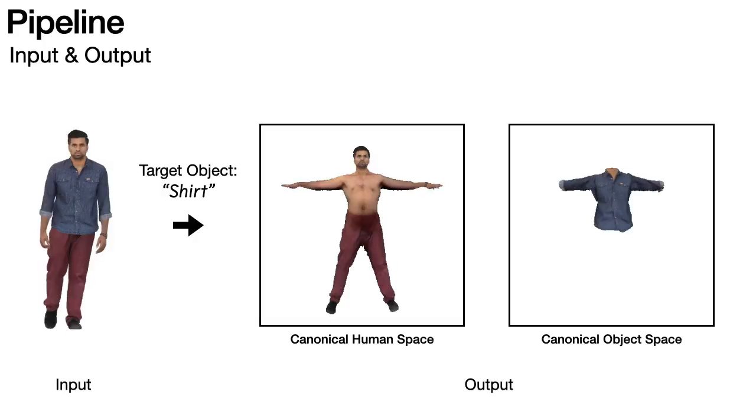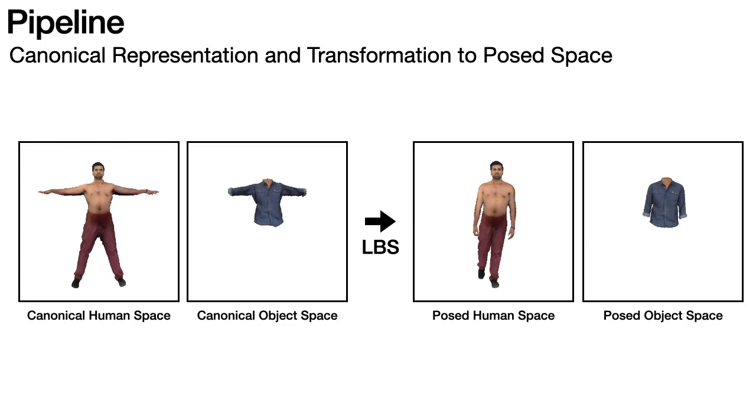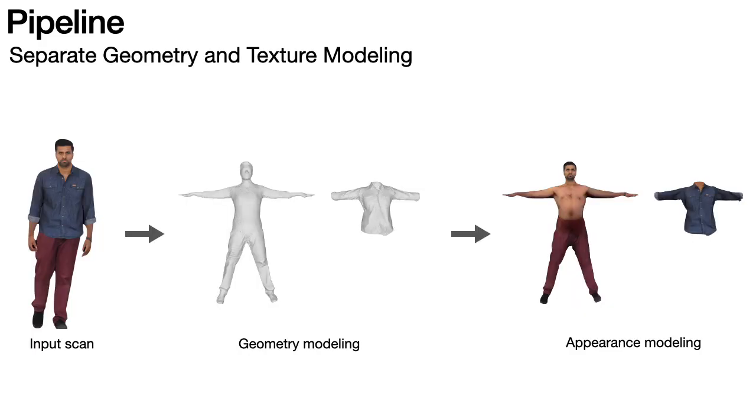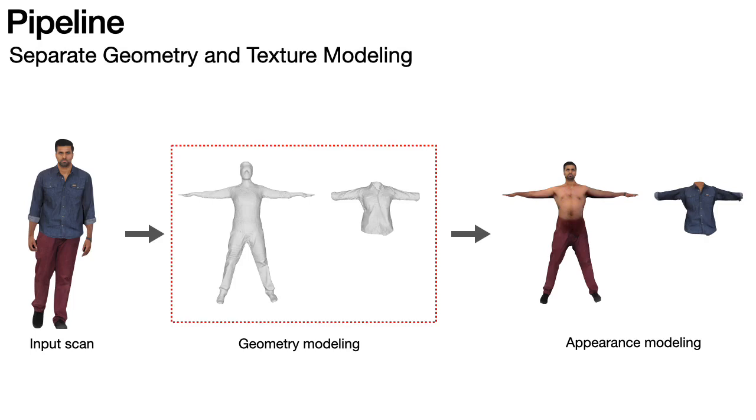To decouple the geometry and texture of the human and object, we separately model each asset in its canonical space. We initialize each space with simple X-mesh and canonical pose and body shape. We use linear blend skinning to transform the modeled canonical shape into the posed shape, utilizing the skinning weight of the nearest simple X vertex. To obtain our final outputs, we first model the geometry of the human and object, and sequentially model the appearance. Let's begin with geometry modeling.